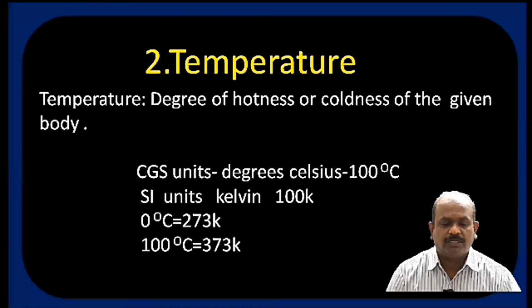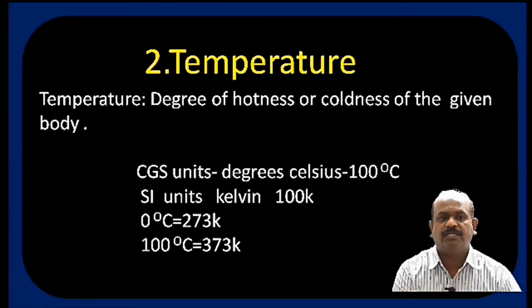In the same way, let us see what 100 degrees Celsius is in Kelvin scale. 100 plus 273, that gives 373 K. So 100 degrees Celsius equal to 373 Kelvin.